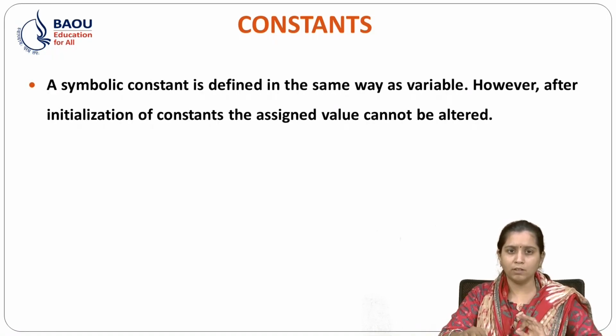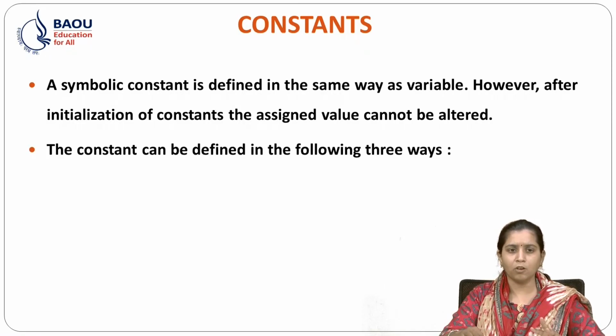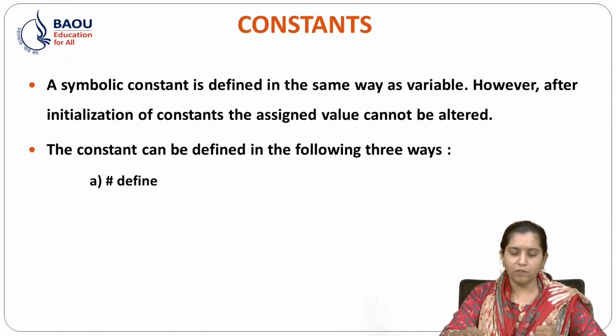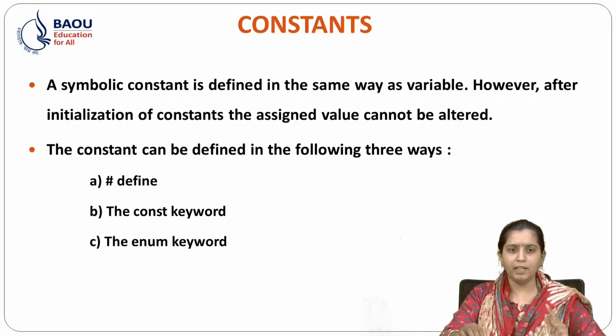Symbolic constant is defined in the same way as variable. However, after initialization of constant, the assigned value cannot be altered. Constants can be defined in the following three ways: hash define, the const keyword, and the enum keyword.